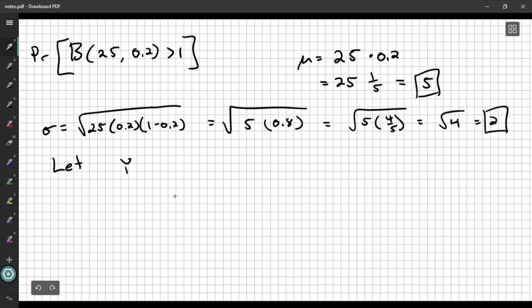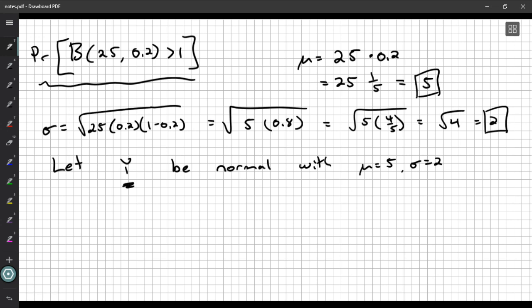So let's introduce a good approximation. Let y be normal with the same mean and same standard deviation. Okay, so that's what we need. That gets us started. Now, what we want to do is change the probability here in terms of this binomial random variable, which is a discrete thing. It only counts 0, 1, 2, 3, and so on. We want to trade that for a probability in terms of our continuous random variable, y. Because we're using normal approximation, y is a good approximation.